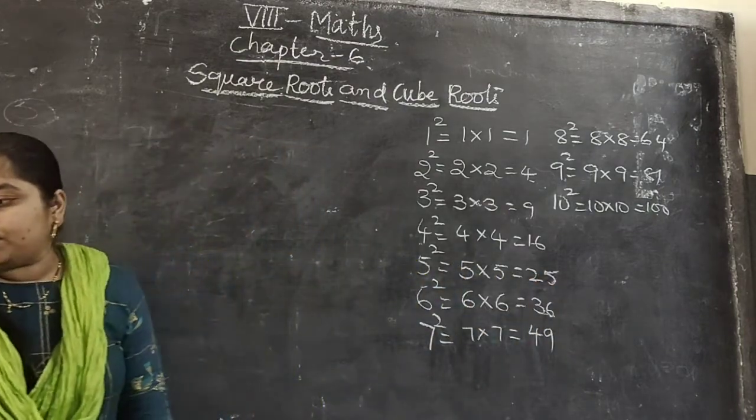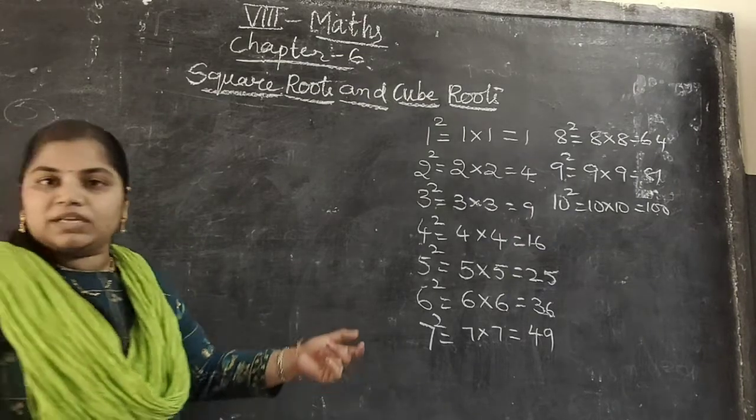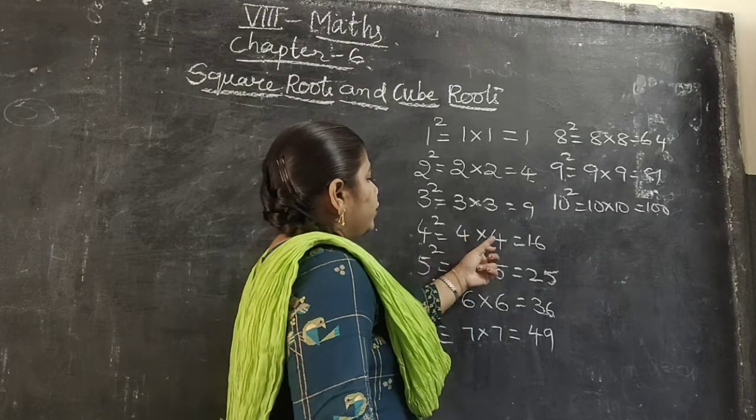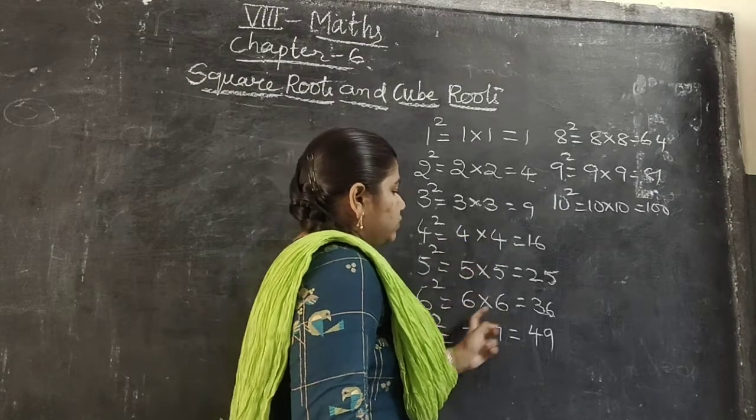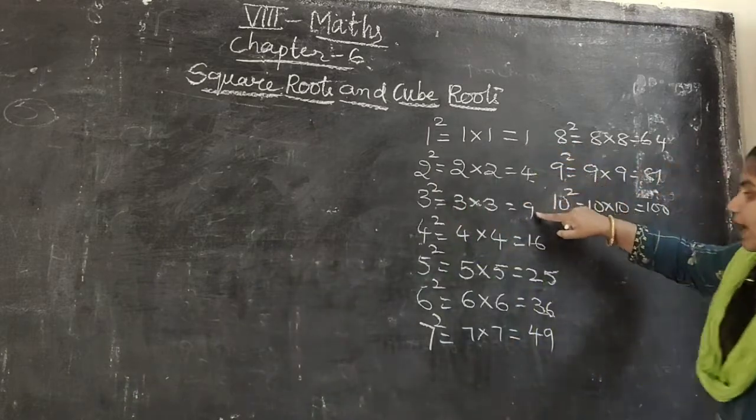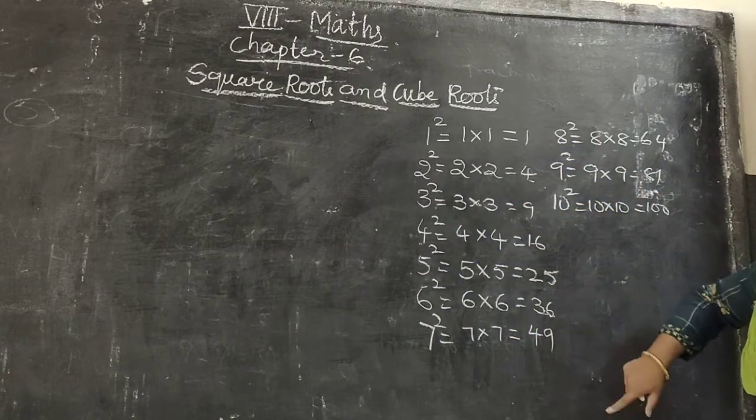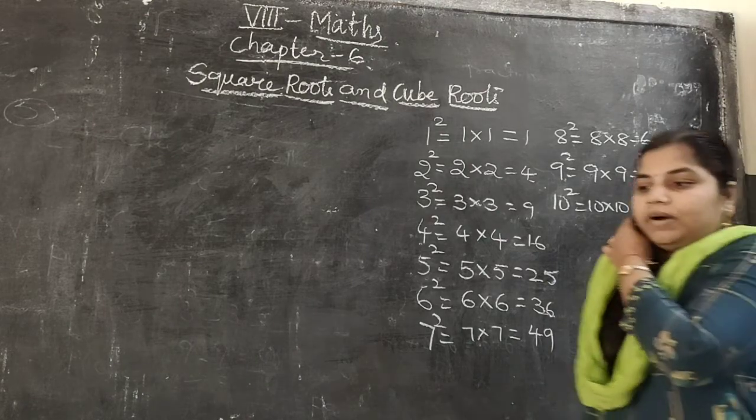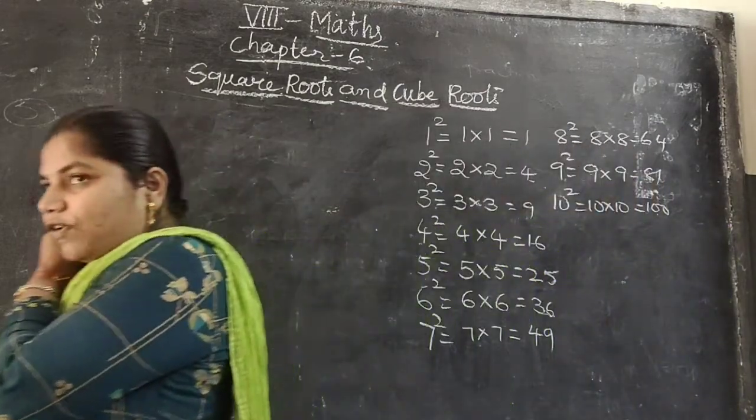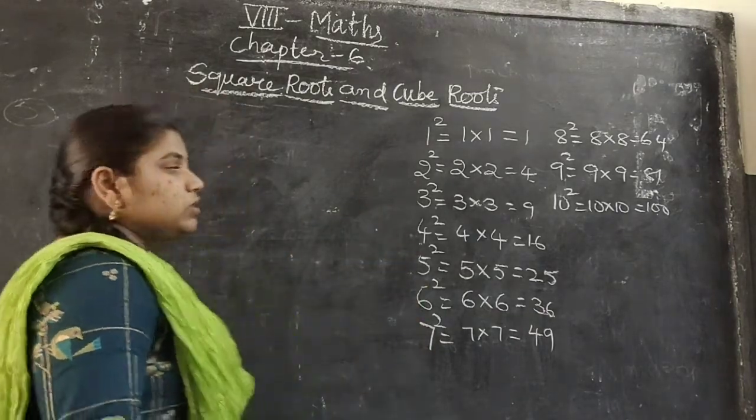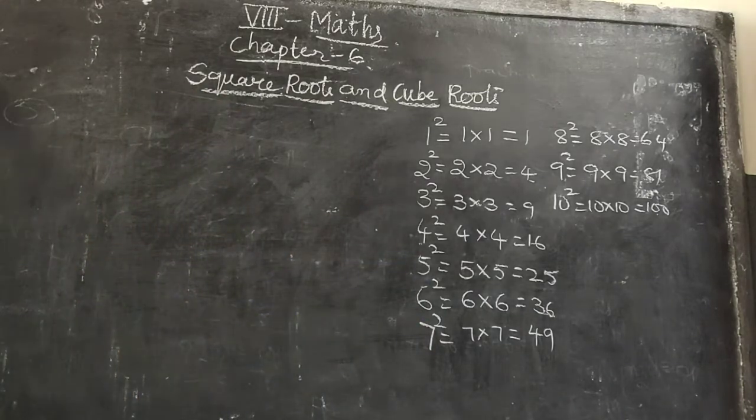After multiplying two equal factors, you are getting one perfect square. So what do you mean by perfect square? A perfect square is a number which can be expressed as the product of two equal factors. We will call it a perfect square. So these numbers 1, 4, 9, 16, 25, 36, 49, 64, 81, 100 and so on, we will call perfect square numbers. For finding these perfect squares, we have some properties. So what are the properties we will see now?